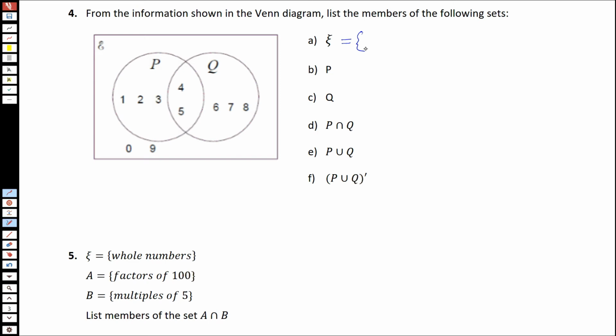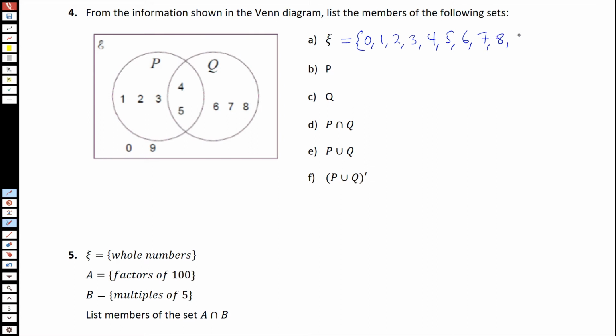And I'll try to list them in ascending order from the smallest. The smallest number is 0, and we just read them. So we are listing everything in this Venn diagram. So 0, then we have 1, 2, 3, 4, 5, 6, 7, 8, and then we have 9, and that's the highest number that we have here. And P, which is this circle here, has the following elements: 1, 2, 3, 4, and 5.